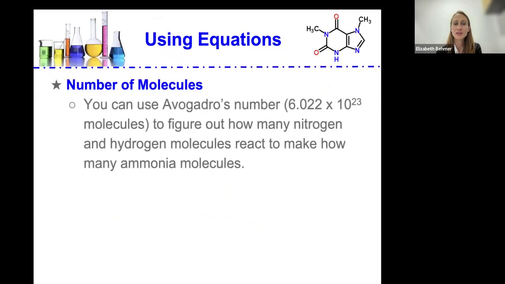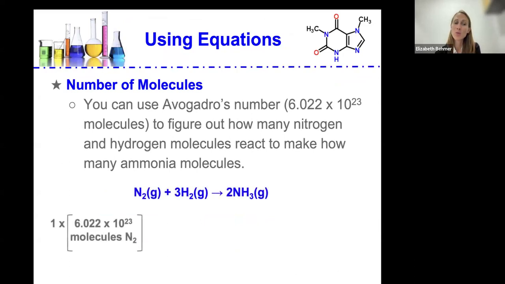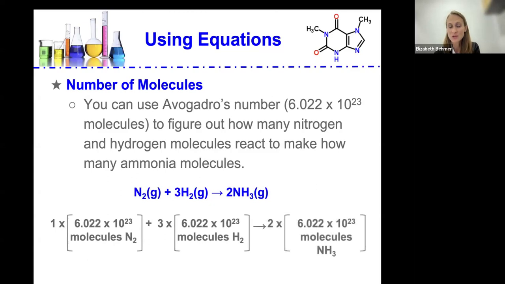The number of molecules, you can always use Avogadro's number, which again is 6.022 times 10 to the 23rd molecules, to then figure out how many nitrogen and hydrogen molecules will react to make how many ammonia molecules. So we'll take one nitrogen molecule, so 1 times 6.022 times 10 to the 23rd molecules of nitrogen. Then we'll take 3 of the hydrogen gas molecules, so we'll do 3 times Avogadro's number to yield 2 times Avogadro's number.